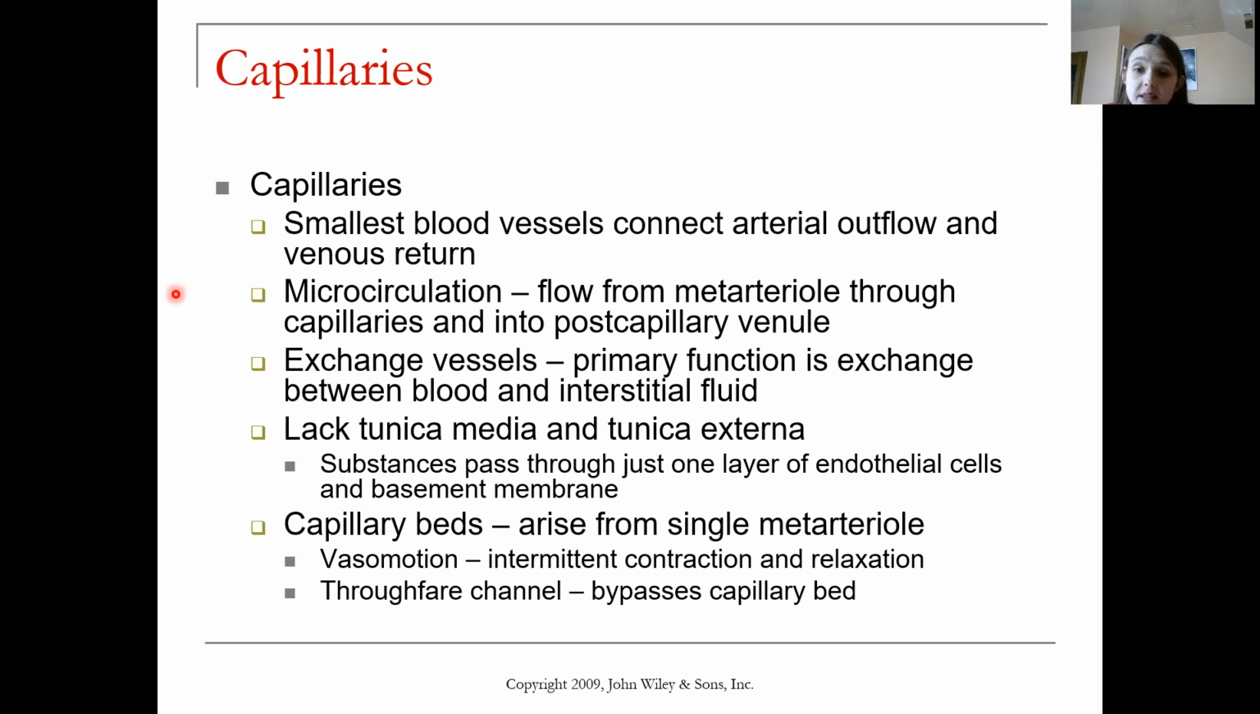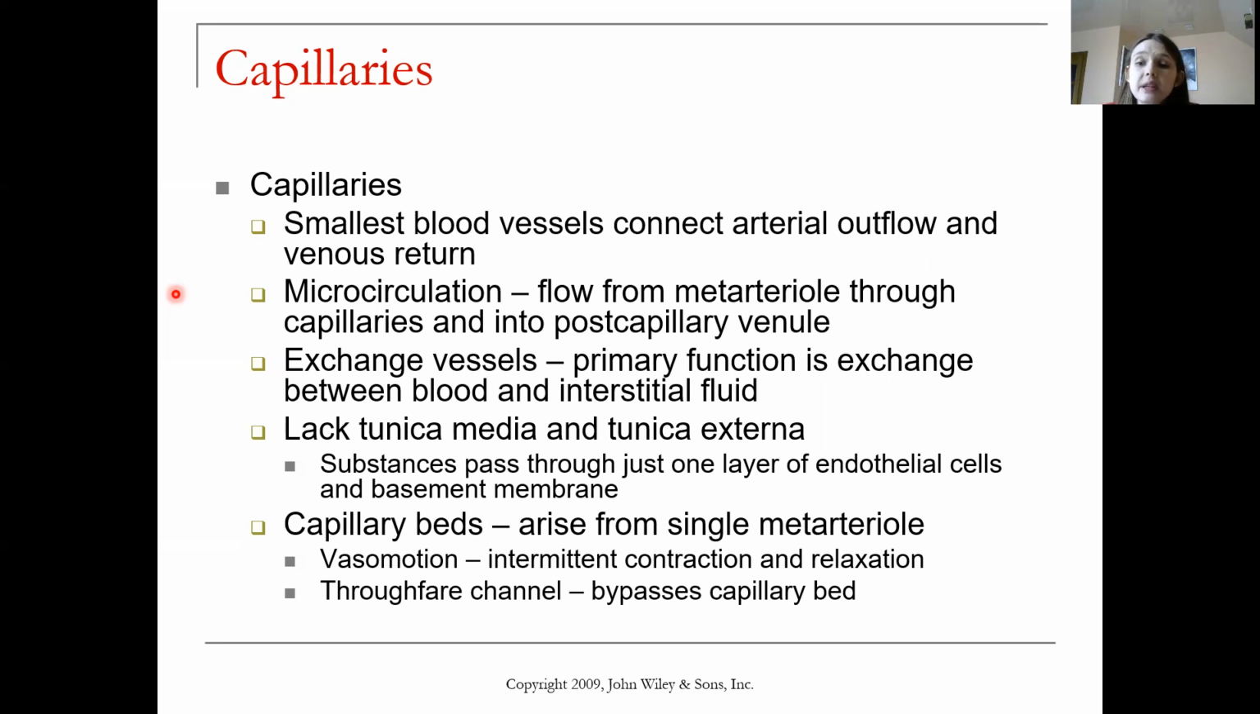This type of vessel is named an exchange vessel, as their primary function is the exchange of metabolic products and also gases. That is why they lack tunica media and tunica externa. Mainly they contain a layer of endothelium cells and the basement membrane. Sometimes there are also specific windows or pores through which water and low molecular mass molecules can exchange without any problems.